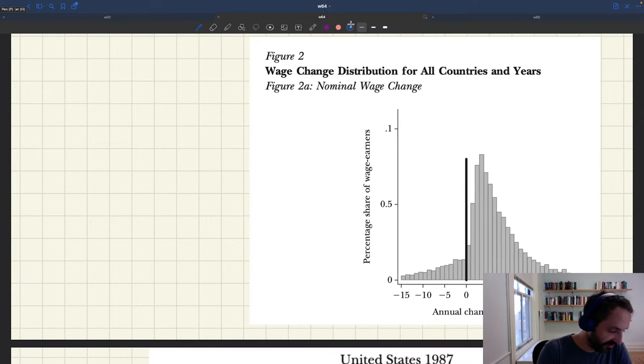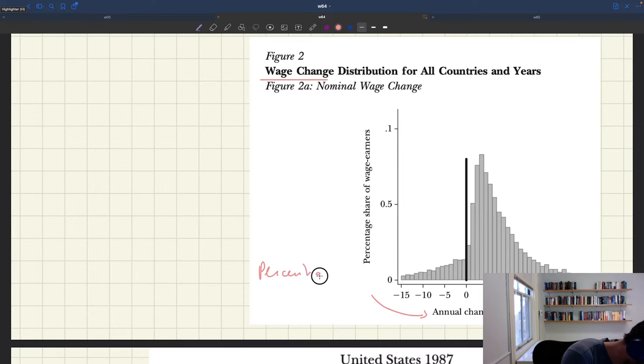So this is the main table, I think the most interesting table from the survey. This is showing the distribution of wage changes, putting together all the countries, putting together all the years. So on the y-axis, you have the share of wage earners that experience that wage change. And on the x-axis, you have the annual change in log wages. So that means that what you have on the x-axis is a percentage change in wages from year to year. These are just nominal wages from year to year.